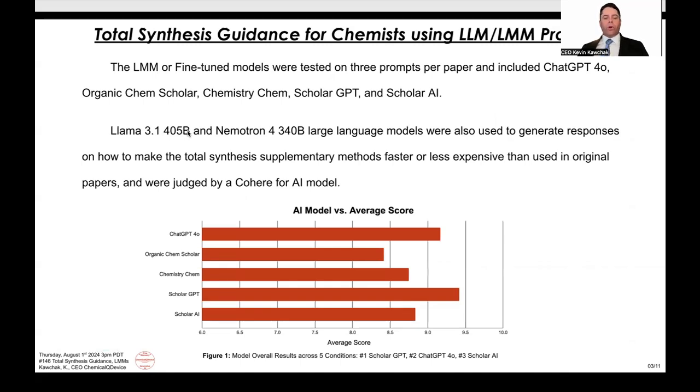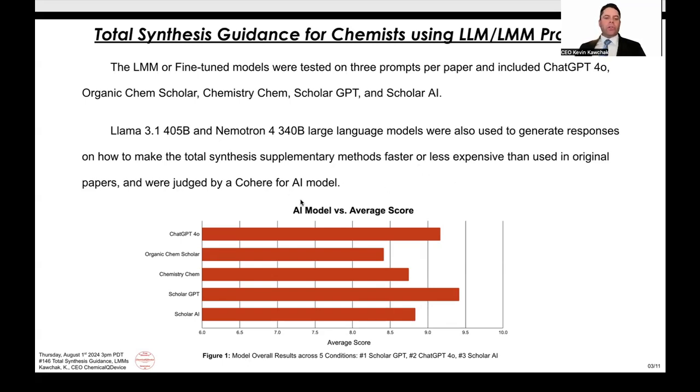Llama 3.1, 405 billion parameter model, and Nemotron 4, 340 billion parameter large language models were also used to generate responses regarding how to make the total synthesis supplementary methods faster or less expensive than used in the original papers, and were judged by a company called Cohere, another large language model. So this is for the first part here. This is aimed towards, you find reactions in these papers, and a lot of them might have low yield. So I tend to focus on those.